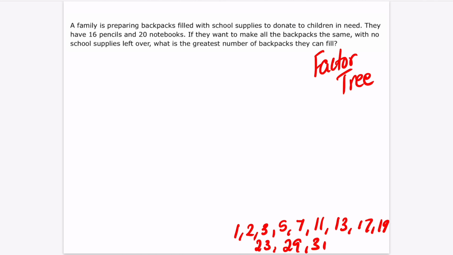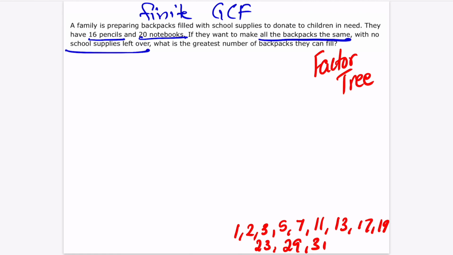Okay, so for a factor tree, let's read this problem out together. A family is preparing backpacks with school supplies to donate to children in need. They have 16 pencils and 20 notebooks. That's all they have. That is definitely finite, which is going to give me a hint that this is the greatest common factor problem. If they want to make all the backpacks the same with no supplies left over, what is the greatest number of backpacks? So this is absolutely the greatest common factor problem.